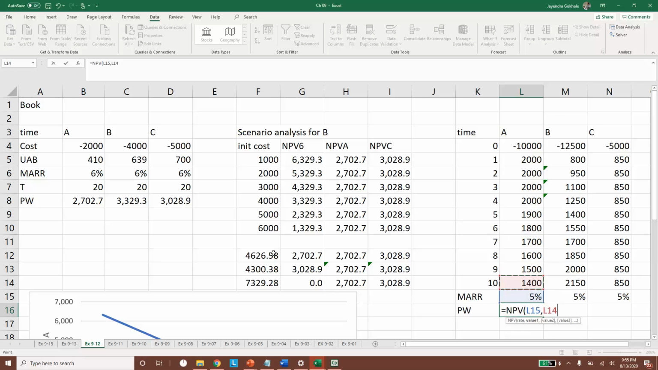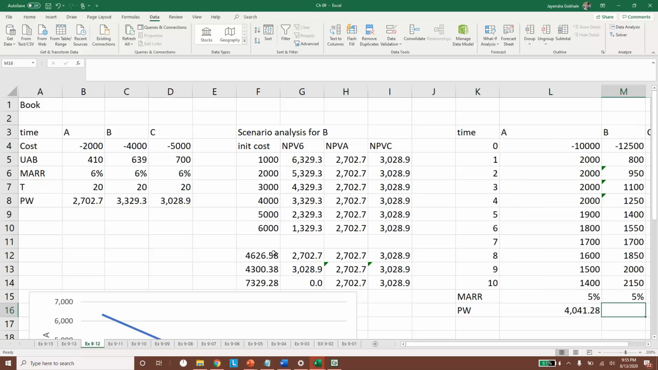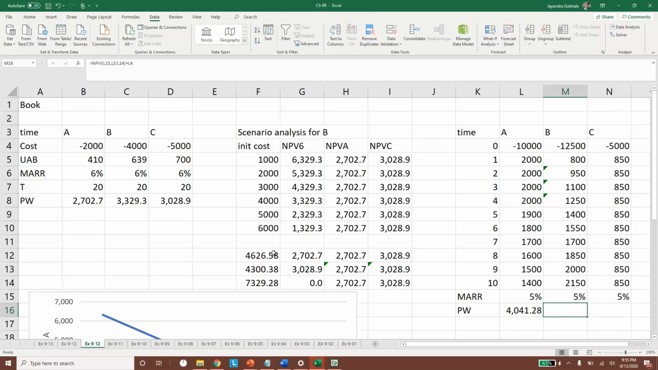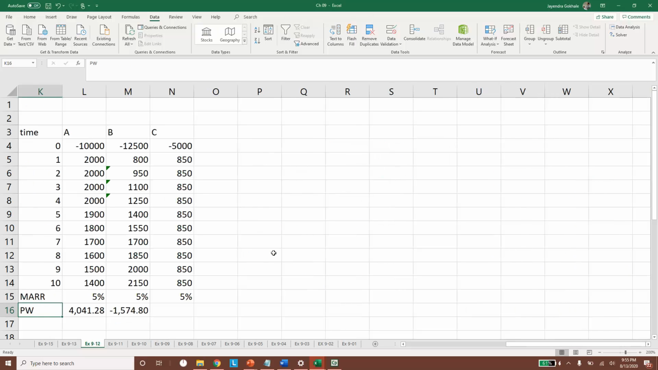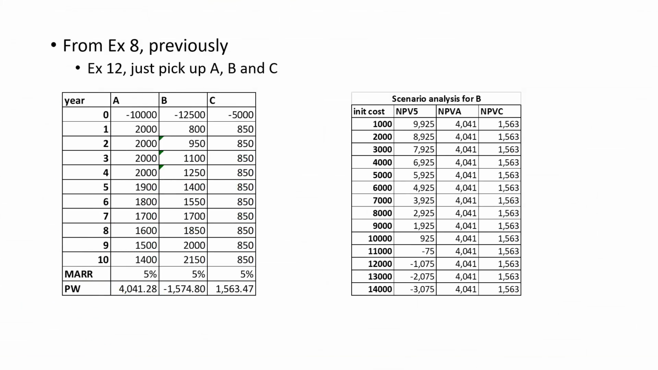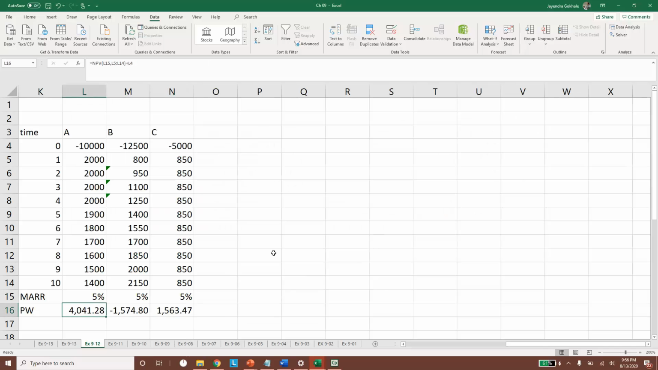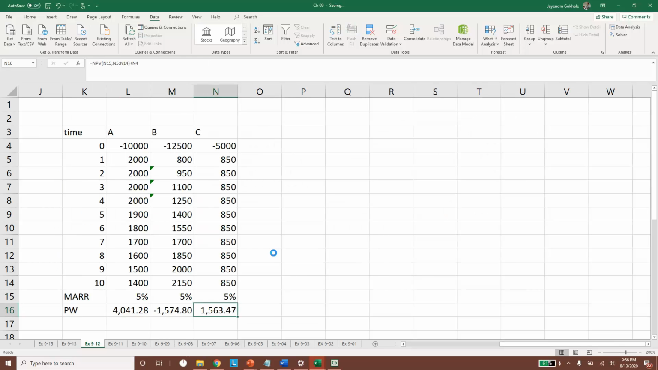What are we doing here? The values plus the initial cash flow. Shift Control 1, Alt O, CW, enter, Control Y. Control R, Control C's R. So 40, 41, 1574, and 1563.47. Alright, and so we will do the scenario analysis.